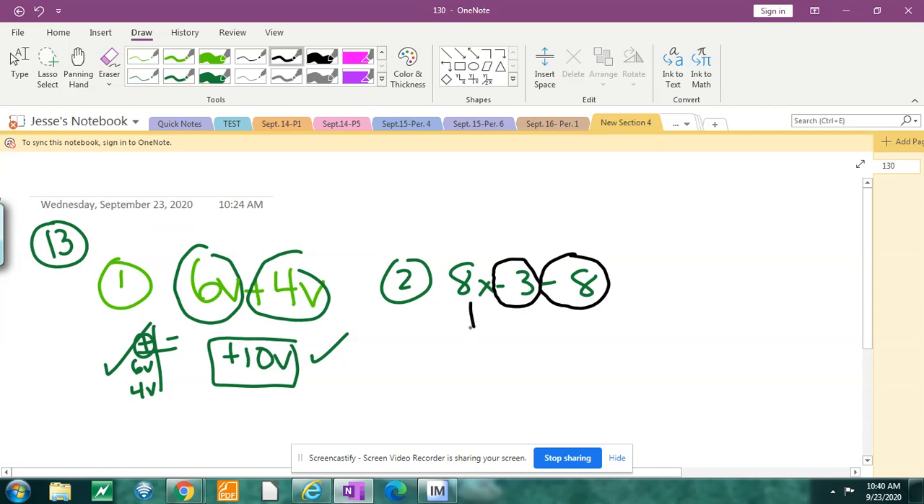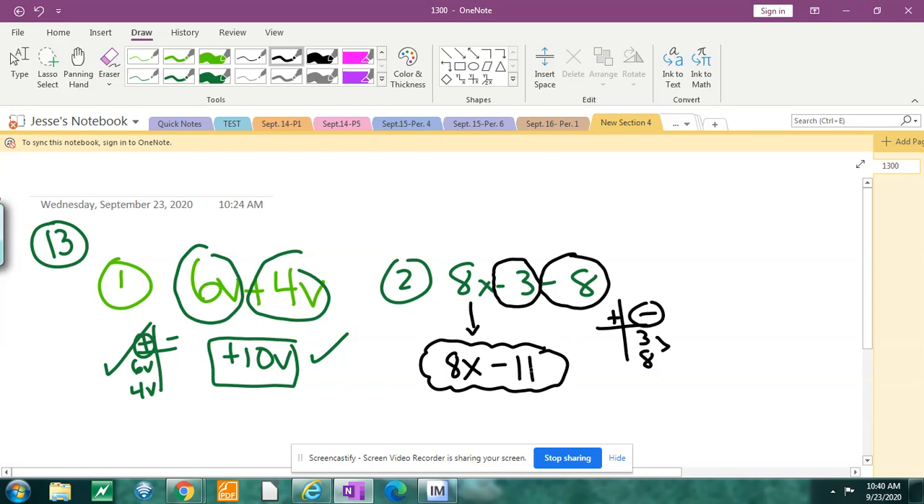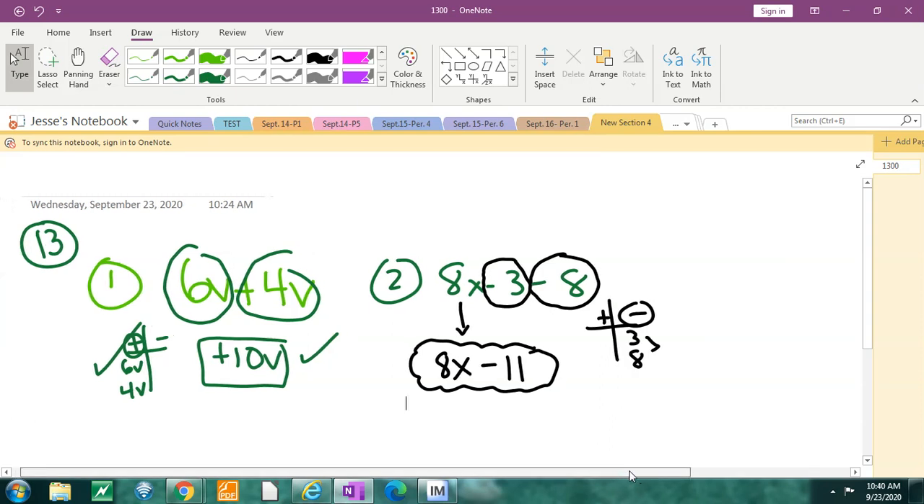All right, so 8x will be the same. 8x is nothing. And then let's go ahead and do a little t-chart for the negative 3 and the negative 8. So they're both on the negative side. So negative, how many? 11. So negative 11 is your answer. 8x minus 11. Good job. All right, let's keep going.